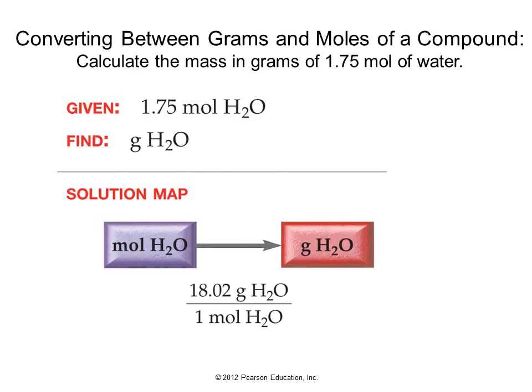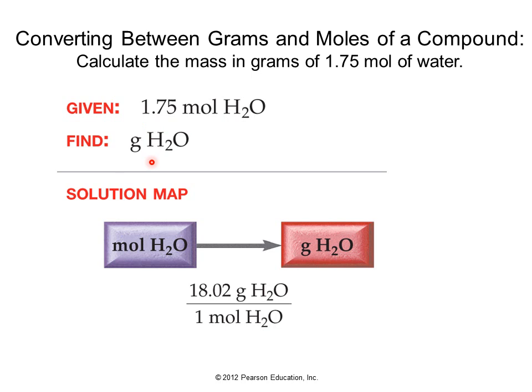So, using our knowledge to convert between grams and moles for a compound, note that a compound is going to require the molar mass of the compound, calculated by adding up the atomic masses of all of the elements present. So we want to know the mass in grams of 1.75 moles of water.